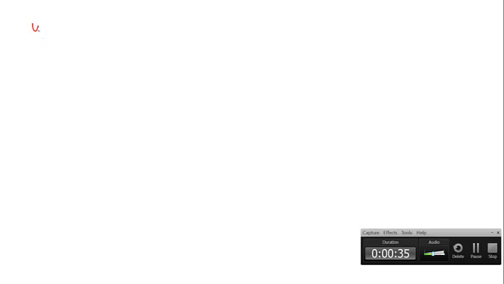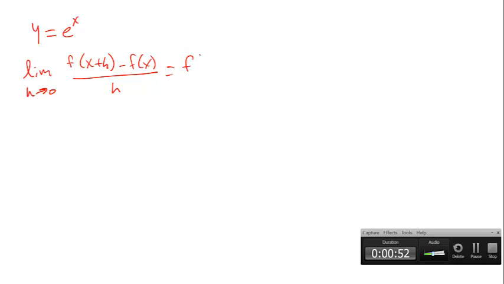So we have the function y equals e to the x. And we know that the limit as h goes to 0 of f of x plus h minus f of x over h is equal to f prime of x. It is the derivative. So we will take this function, f of x equals e to the x, and we'll find f of x plus h. That'll be e raised to the x plus h.